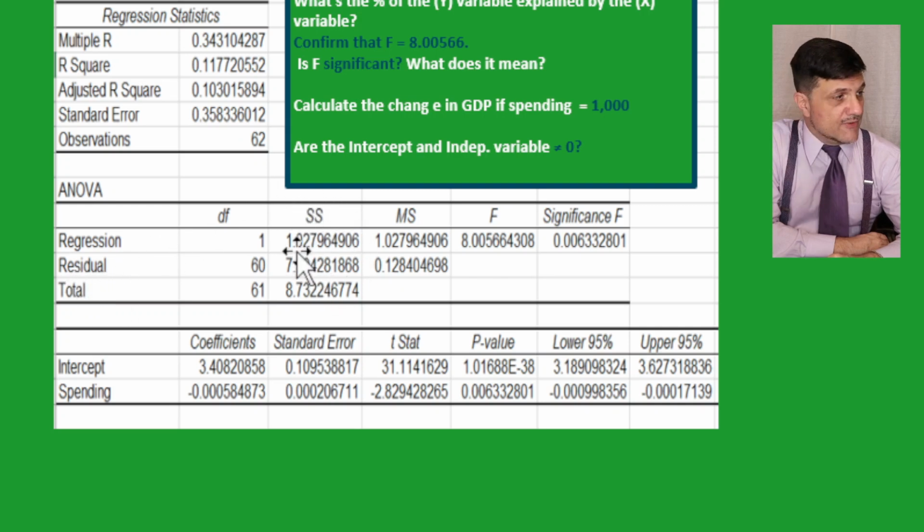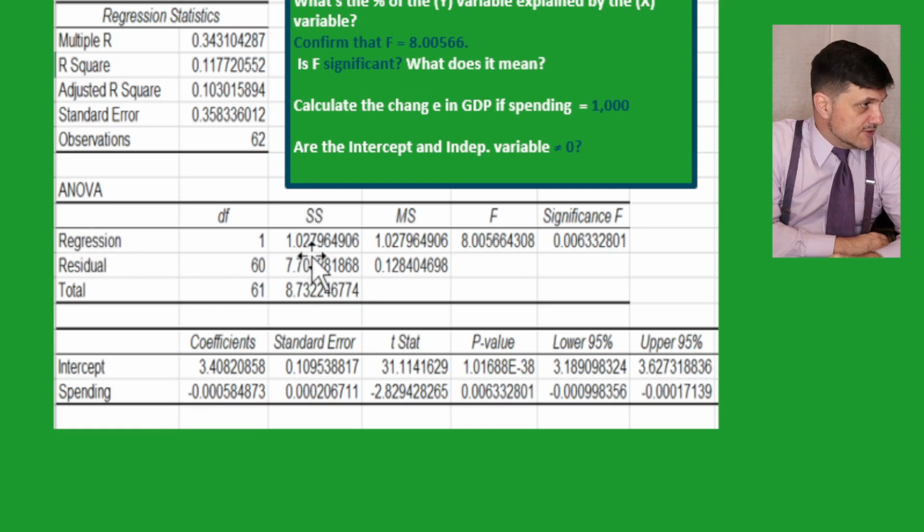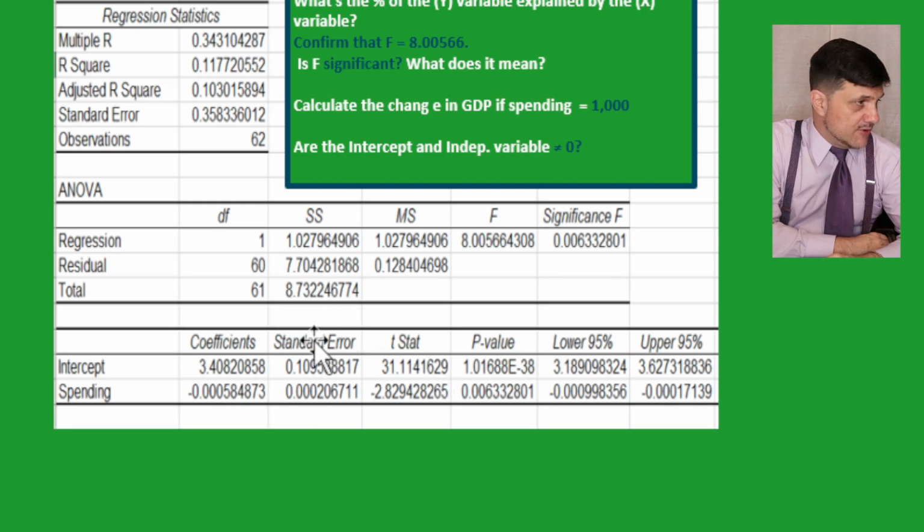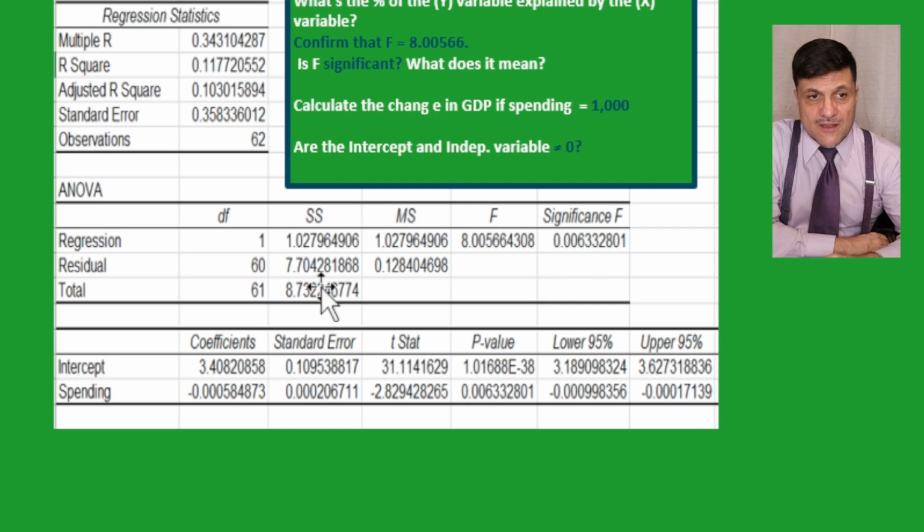Now the other column here, SS, okay? Sum of squares. Sum of squares is variance. So look at that, the variance of the regression is 1.02796, etc. The variance of the residuals is 7.7. And the total variance is 8.7. Okay? Question, what does this tell you? What does having the variance of the regression and the variance of the residual tell you? It tells you the following.